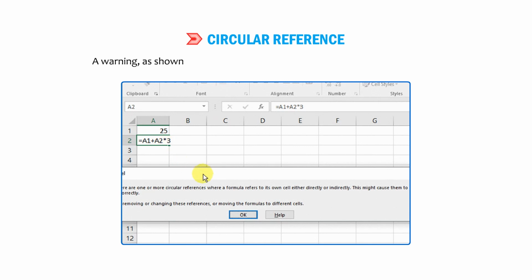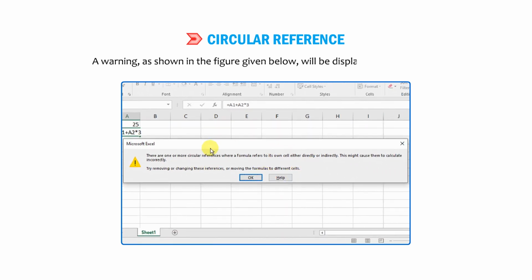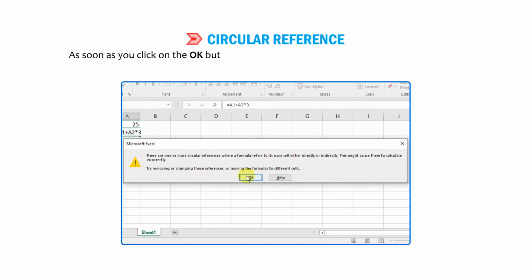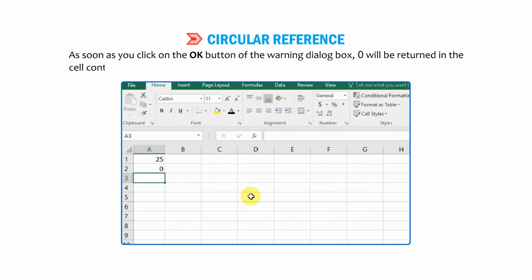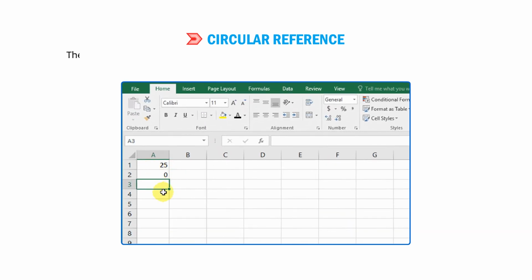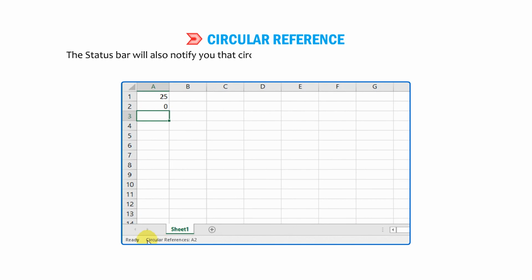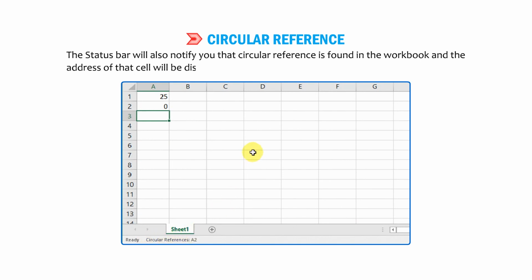A warning, as shown in the figure given below, will be displayed in such a case. As soon as you click on the OK button of the warning dialog box, 0 will be returned in the cell containing the formula. The status bar will also notify you that a circular reference is found in the workbook and the address of that cell will be displayed on it.